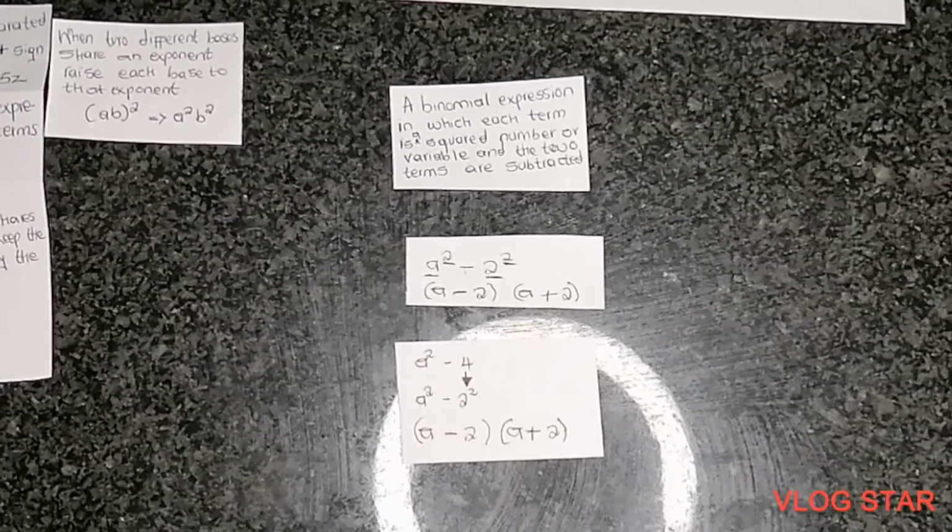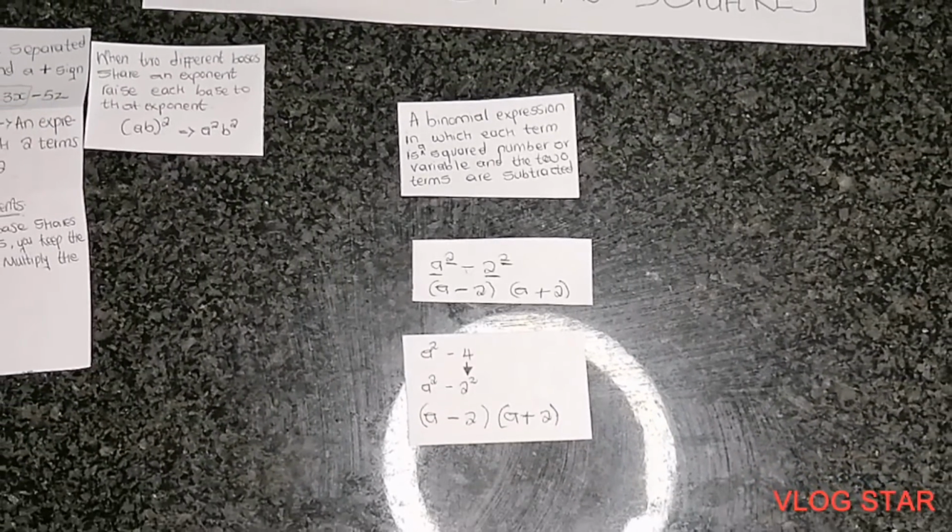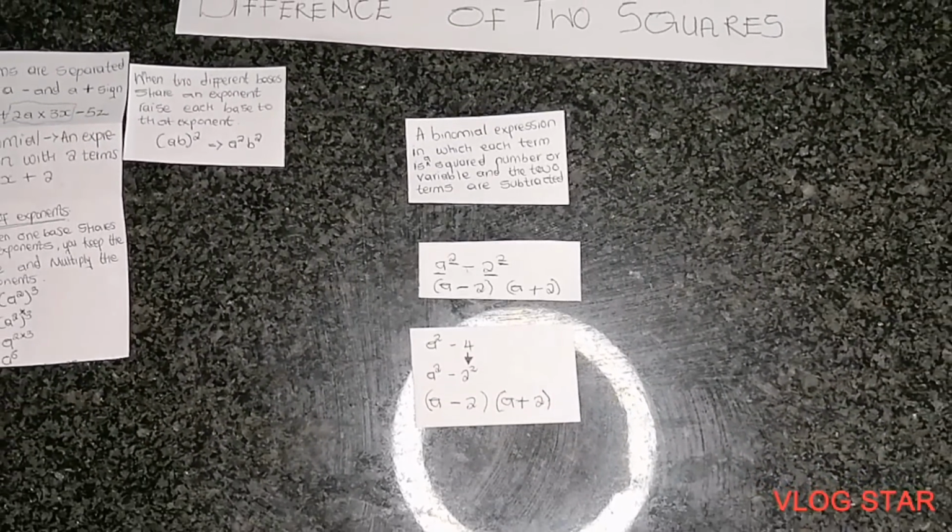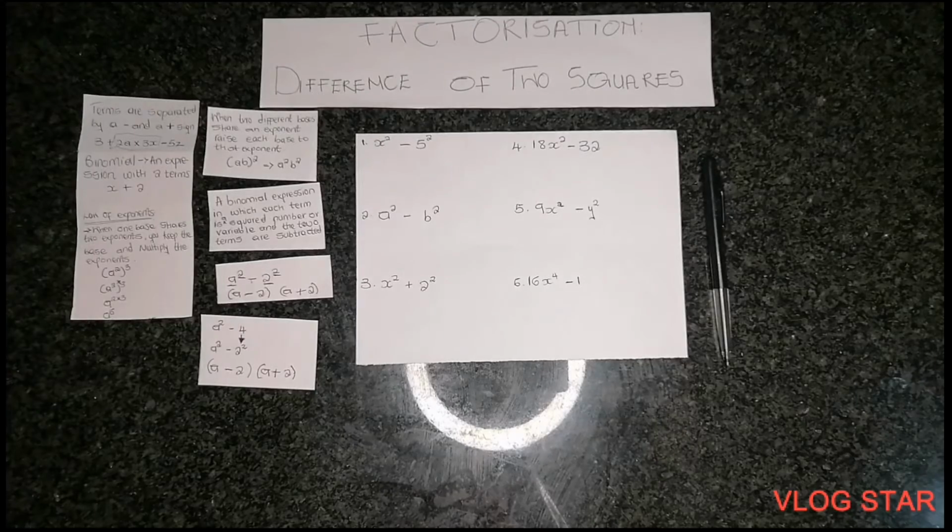I'm just going to take a list of questions which we are going to solve together using the difference of two squares. Before we get into the questions, let me just give a summary of what I was explaining here. So how do we know that we can use the method of difference of two squares? We know by the expression that we have.